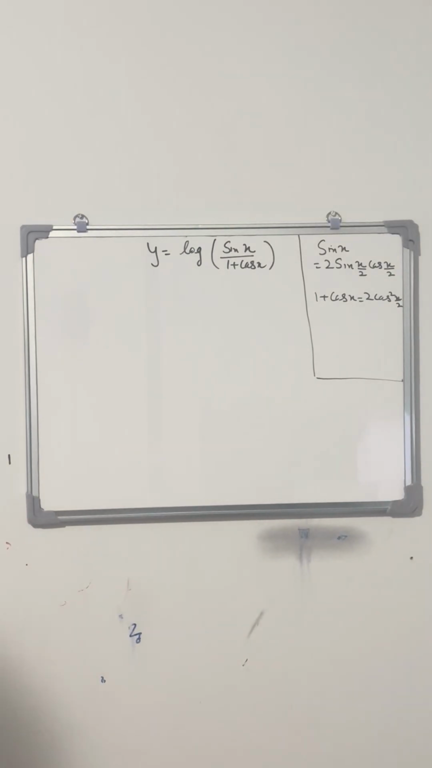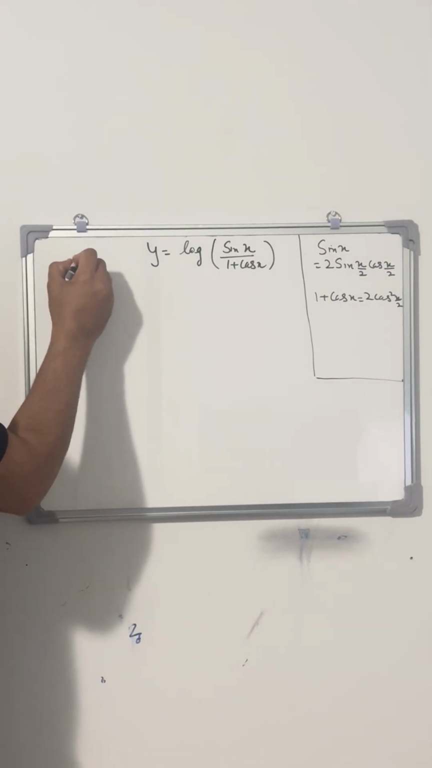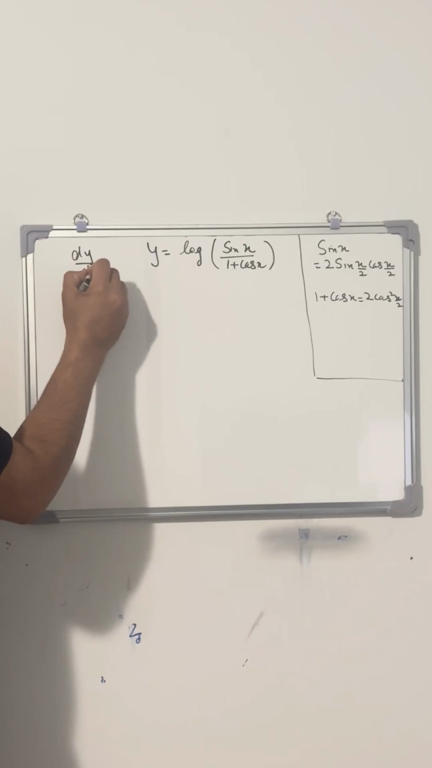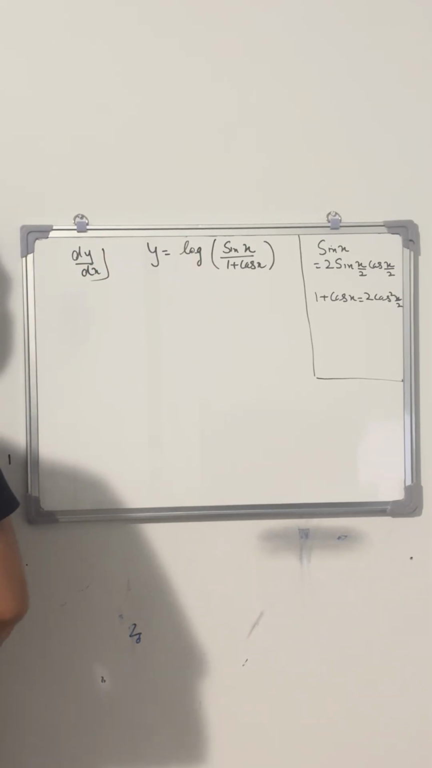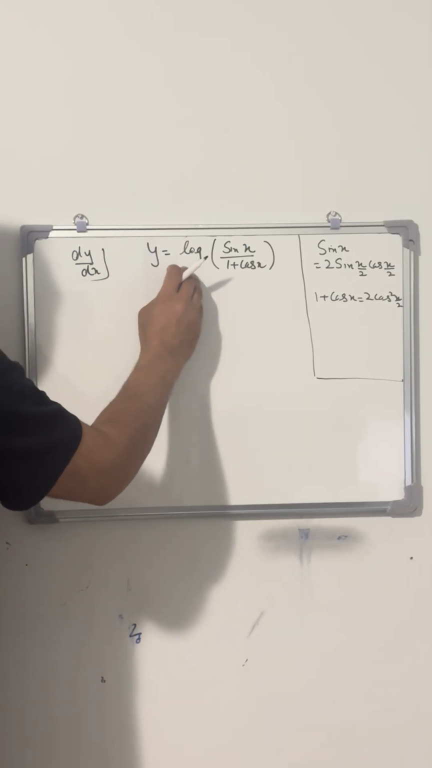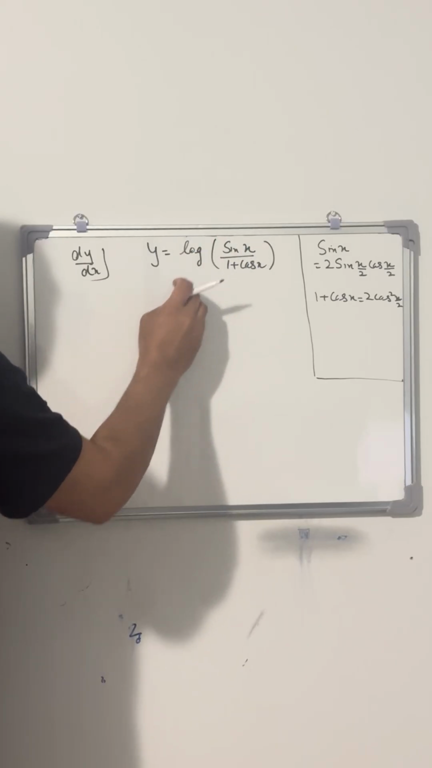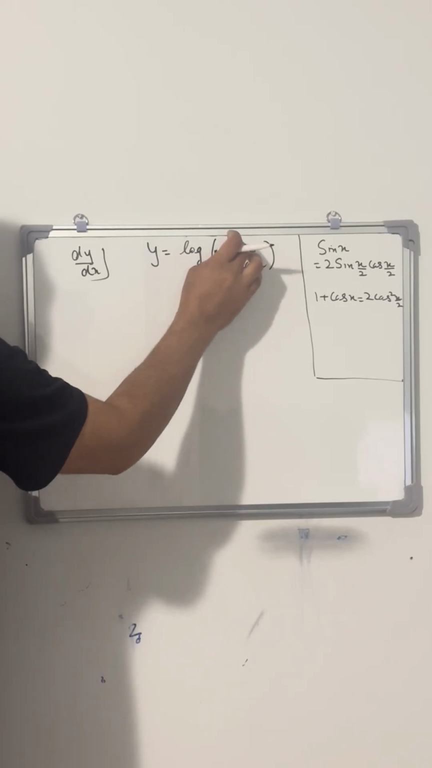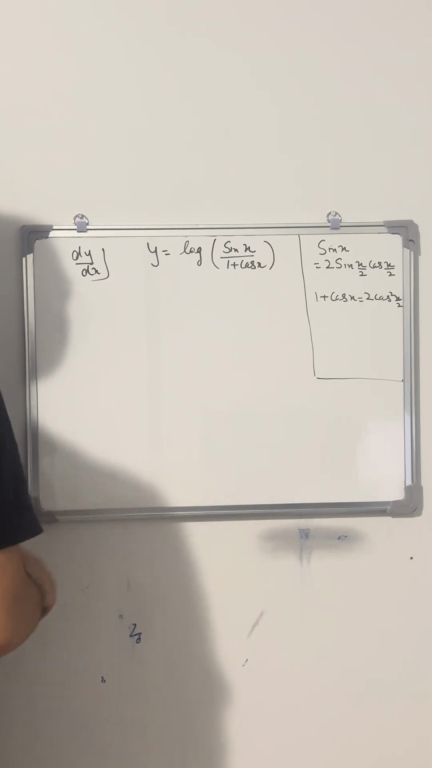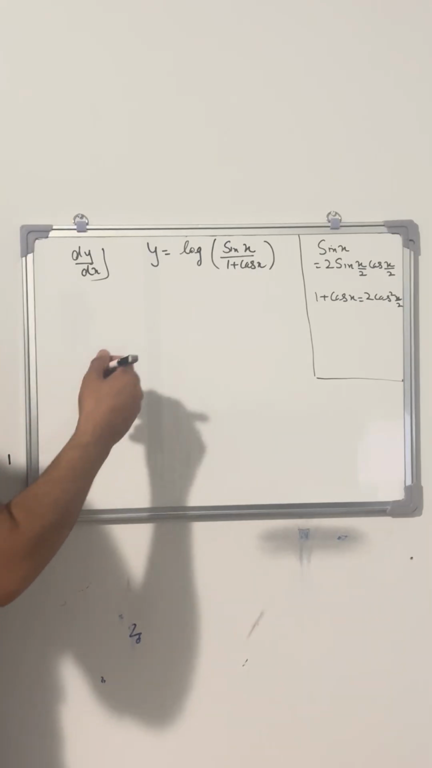So this is a question where y is given this function, and we have to find dy by dx. Now one approach is we do dy by dx of log of, first of all, 1 over sin x and cos x, and then we do a quotient rule here. But we can also simplify this.